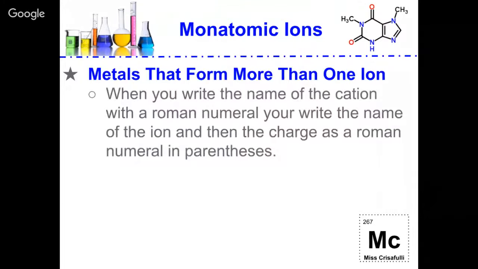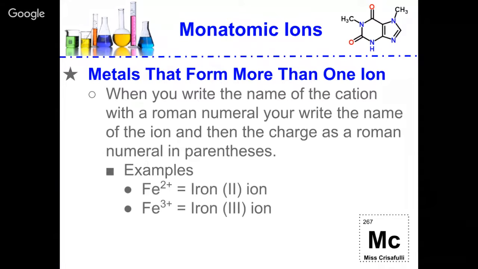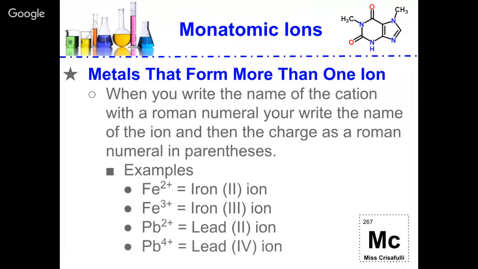So when you write the name of the cation with a Roman numeral, you write the name of the ion and then the charge as a Roman numeral in parentheses. So for example, this would be the iron(II) ion, or the iron(III) ion, or the lead(II) ion, or the lead(IV) ion.